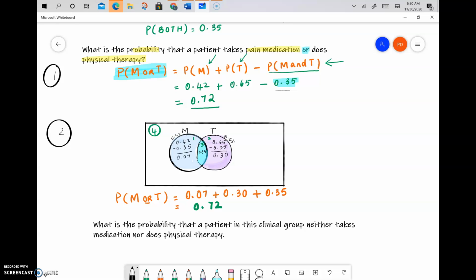Now we're going to answer the question, what is the probability that a patient in this clinical group neither takes medication nor does physical therapy? So nothing, no physical therapy, no medication.